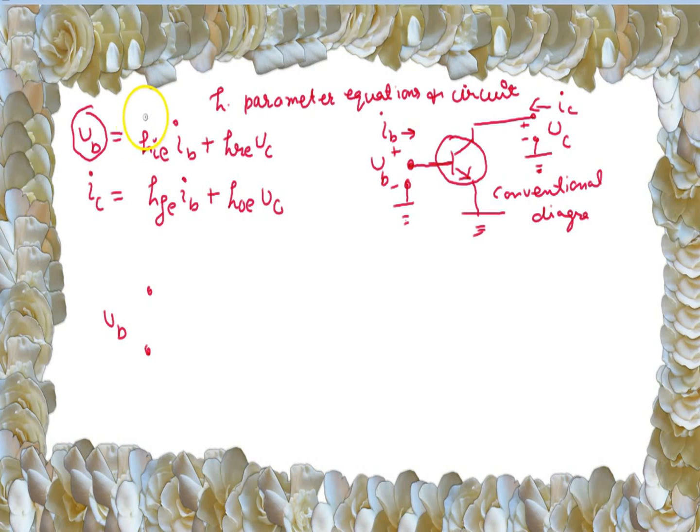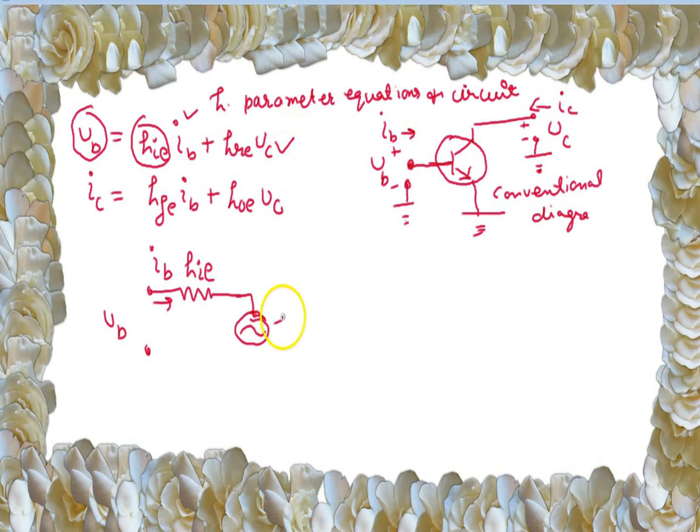Now how do we draw the equivalent diagram? The first equation, see VB. VB is the voltage, and that voltage is the sum of two voltages. HIE IB is also a voltage, HRE VC is also a voltage. The first voltage, HIE, is the impedance. When current passes through impedance it becomes the voltage, the first voltage. Second is the voltage source, HRE VC. This is the voltage source.